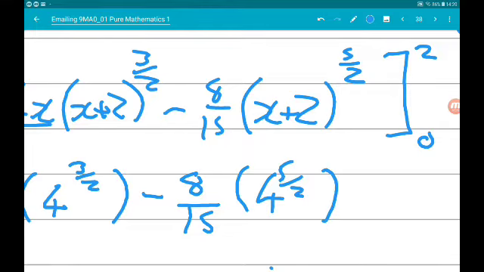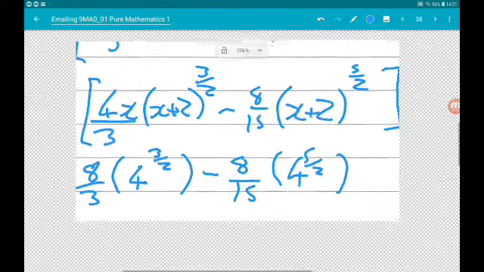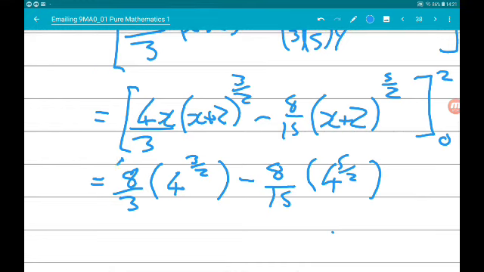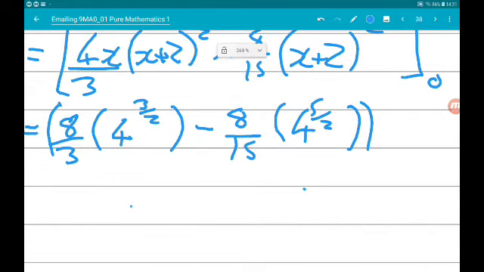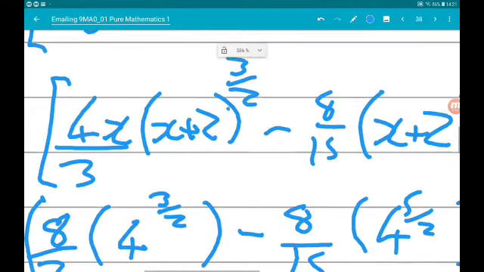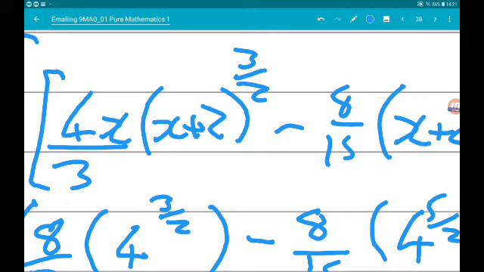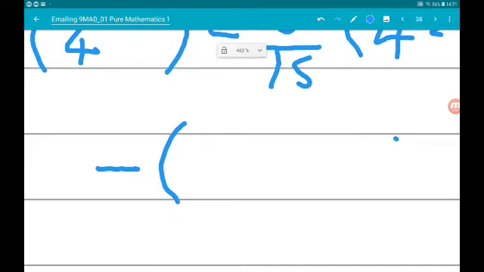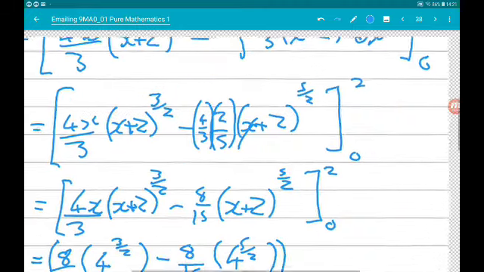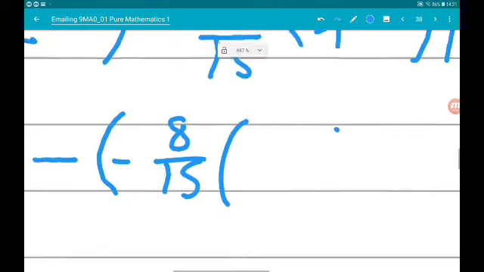And then when we put 0 in, so we get that stuff minus, when we put 0 in, that first bracket disappears because we got 4x on the outside. So then we're going to get minus 8/15 times 2 to the 5 halves.